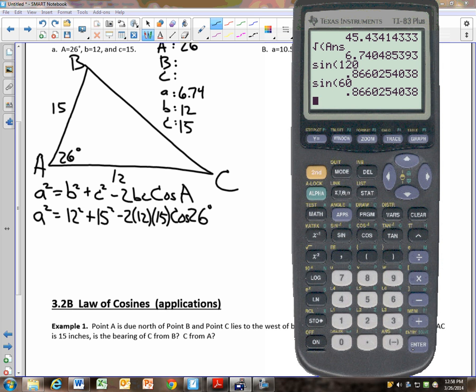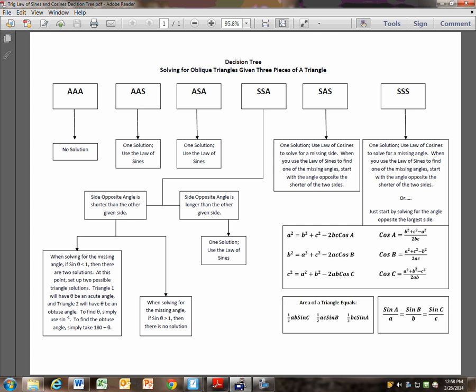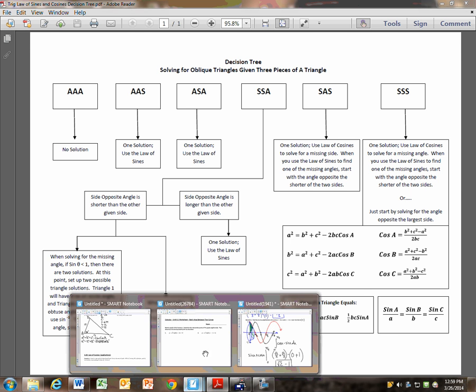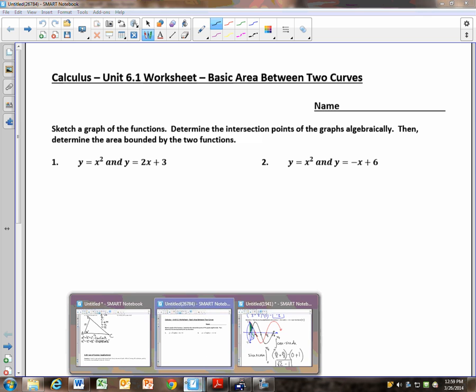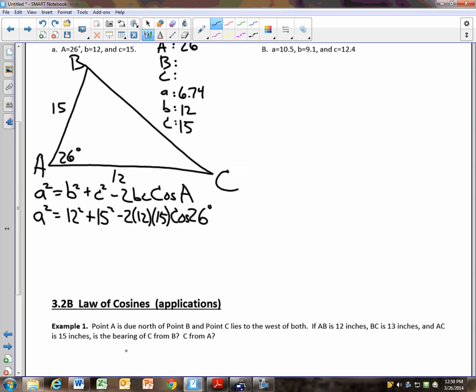If C is possibly obtuse, then B has to be acute. That's why the directions say, when you use the law of sines to find one of the missing angles, start with the angle opposite the shorter of the two sides. So all that means is you look here at your problem. B is opposite 12, C is opposite 15. So I'm going to work with the one opposite the shorter side. Okay? That's where I'm going to start. And the directions say that, as I've laid out for you.